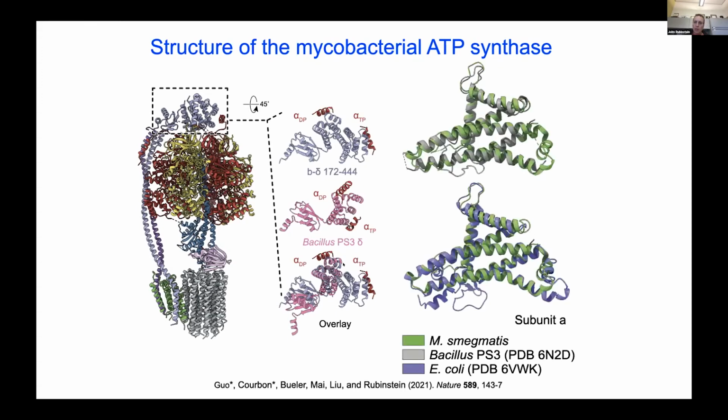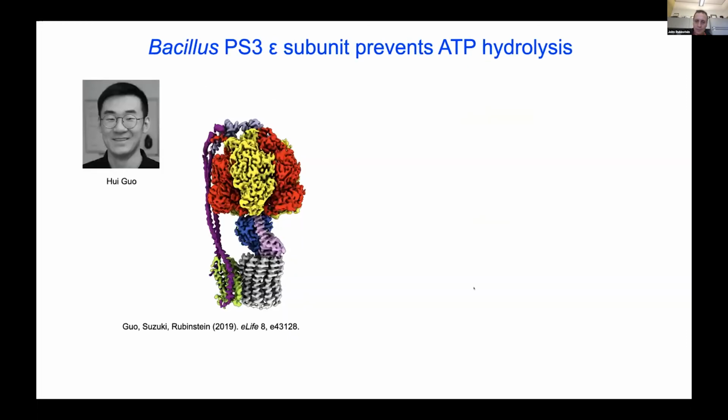There are some interesting differences there. But when you look at the atomic model for the proton conducting subunit in the membrane and overlay it with Hui's previous atomic model for Bacillus PS3 and then an E. coli atomic model that came out subsequently, you can see there's really not much different that's going on. However, there is one quite surprising thing about this structure. So most ATP synthases need a way to prevent ATP hydrolysis.